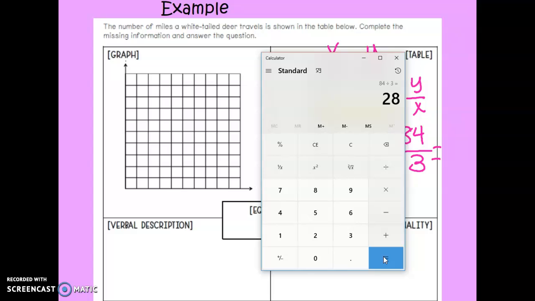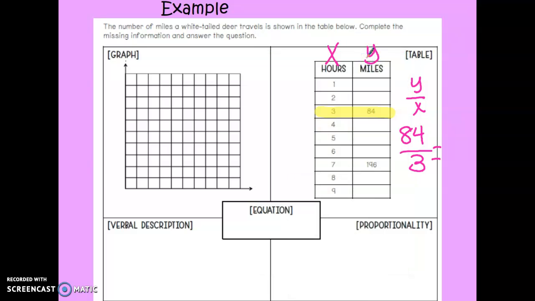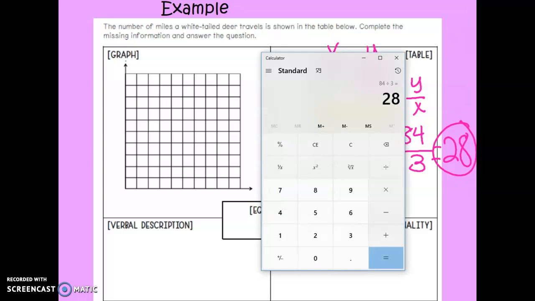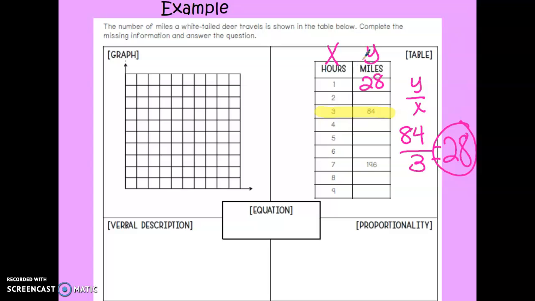Okay, so 28 is going to be my constant of proportionality, or my constant rate of change, because it is telling us this is proportional. Okay, so I'm going to fill that in. Remember, when we get this number, this is how much per 1, because it's also our unit rate. So 28 miles in 1 hour. Okay, we can double check that it's constant by using the 7. Oops, divided by 7. And again, we get 28. Okay, that's just a way to double check.